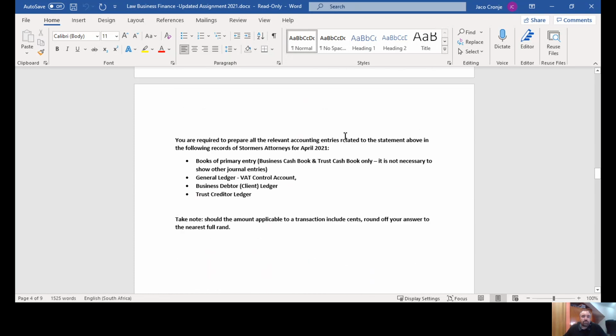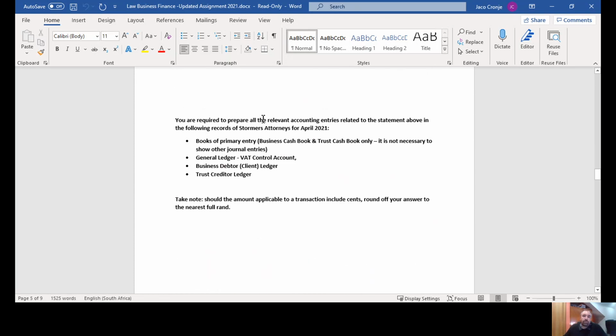Let's first go and read the required. You are required to prepare all the relevant accounting entries to the statement above to the following records of Stormer's attorneys for April 2021. And then they give all the ledgers there. Now again, I'm going to make your life easy. I'm going to tell you exactly which T accounts you must do. So when they say ledgers, they mean T accounts. Same with the previous question. Question 1 is also T accounts.